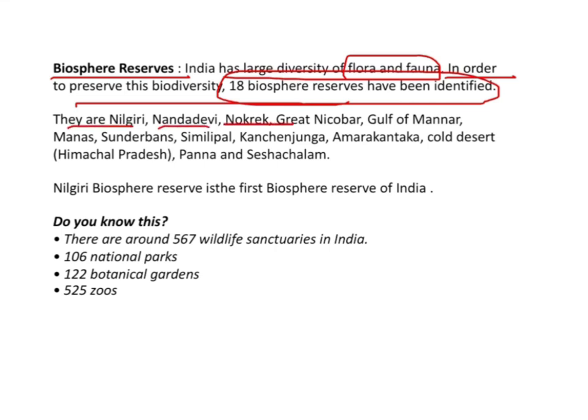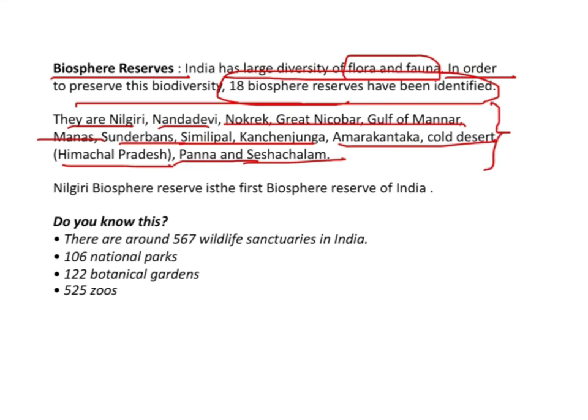They are Nilgiri, Nanda Devi, Nokrek, Great Nicobar, Gulf of Mannar, Manas, Sundarbans, Simlipal, Kanchenjunga, Amarkantak, cold desert in Himachal Pradesh, Panna, and the last one is Seshachalam. These are the important ones. The first biosphere reserve is Nilgiri Biosphere.